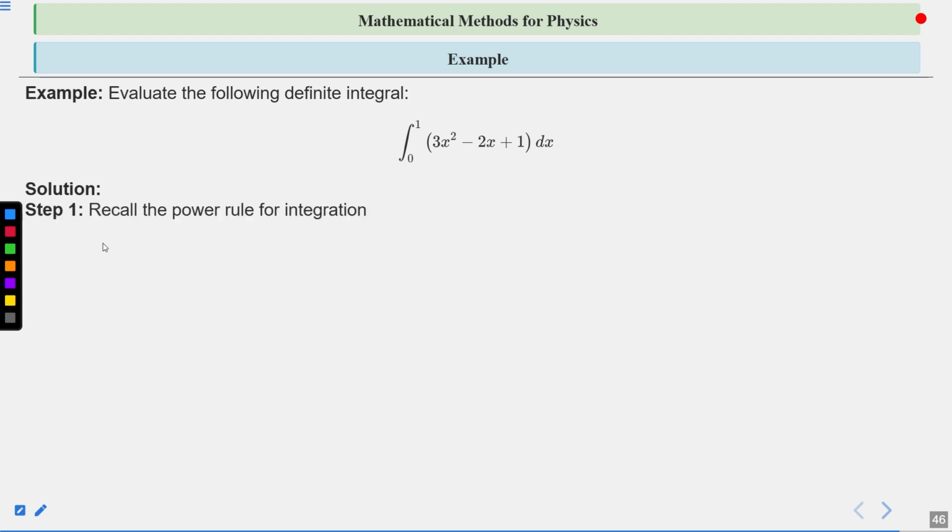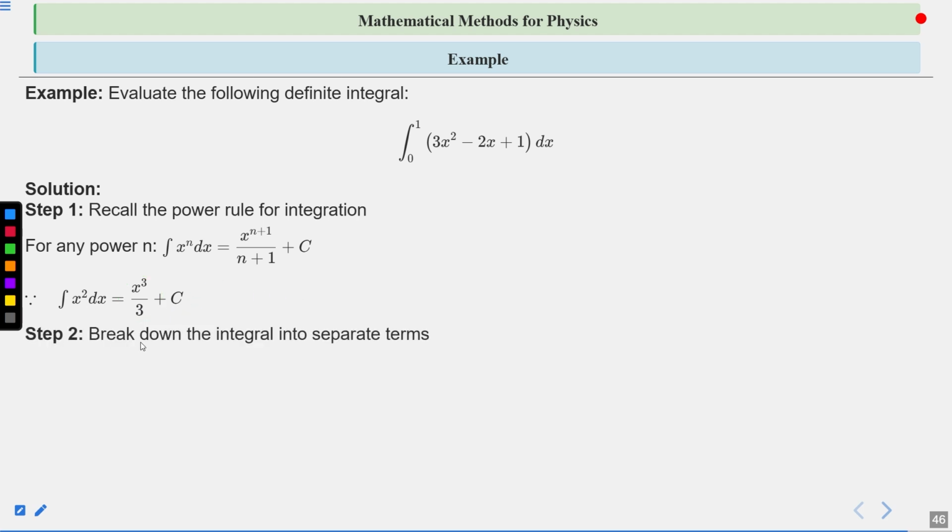Solution. Recall the power rule for integration. For any power n, integration x raised to the power n dx will be x raised to the power n plus 1 divided by n plus 1 plus c. Yes or no? So integration of x squared dx is equal to x cube divided by 3 plus c. Step 2 is to break down the integral into separate terms. So it will be integration 0 to 1 3x squared dx minus integration 0 to 1 2x dx plus integration 0 to 1 1 dx.